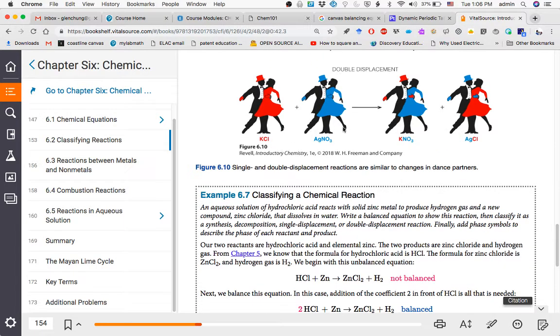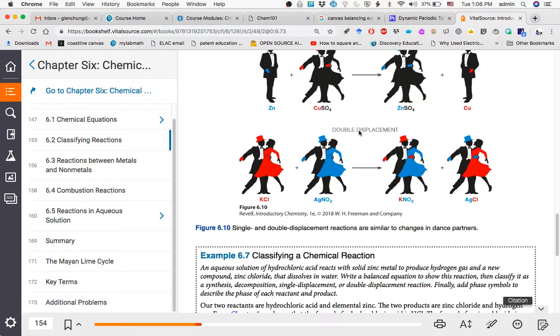The double displacement reaction is similar to that, but let me show you the difference. You see, this is a double displacement reaction. It's the same story. It's a dance party, and then there's this red couple and this blue couple. They come to the club, and then the red couple and the blue couple get bored with each other, and so they switch. And so this is now a red and a blue and a red.